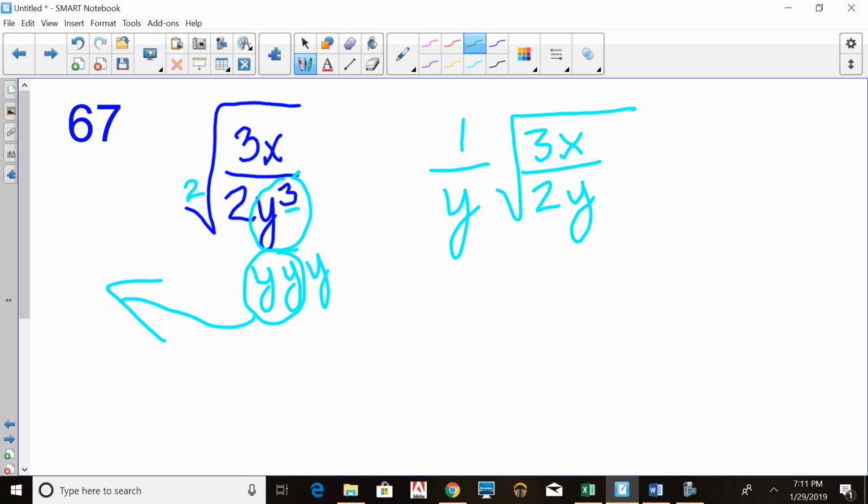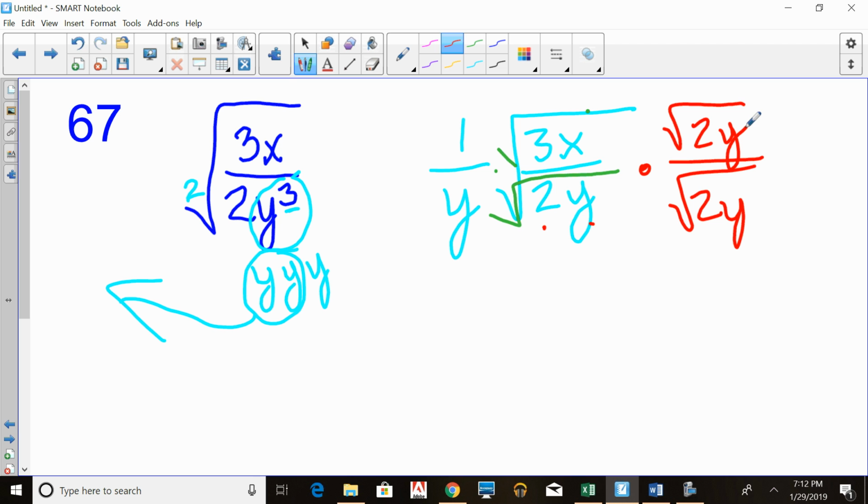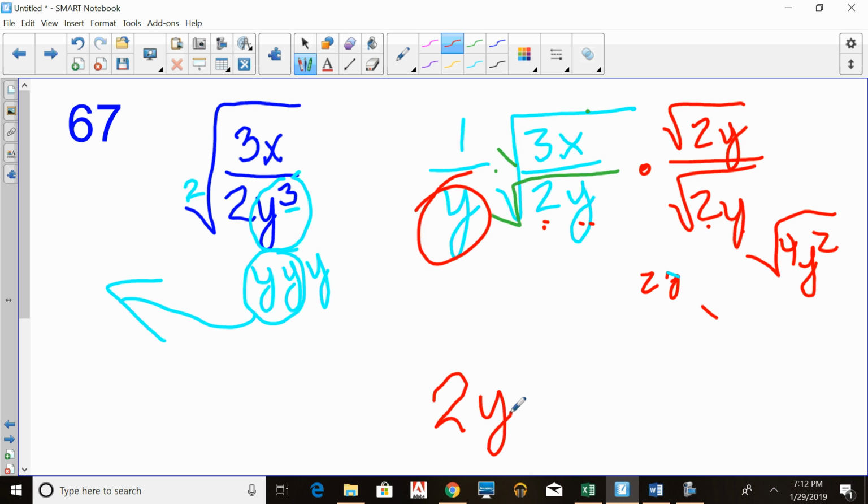And now you cannot have any square root fraction underneath, so it turns into square root of the numerator and square root of the denominator. So you have 1 over y times the square root of 3x over the square root of 2y, which means we then need to multiply by the square root of, we need a 2, and we need another y. So 2y times 2y would be 4y squared, but the square root of that then would turn into 2y. Well, we already have a y out there, so it becomes 2y squared.